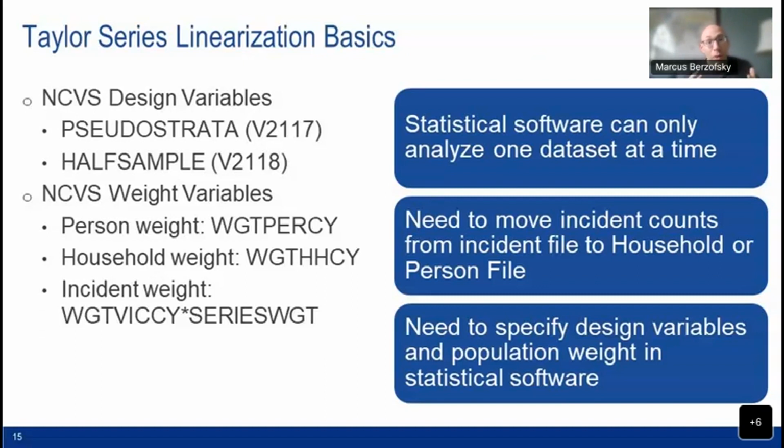As I'll talk about, you only can use one population weight at a time. So we'll talk about how you take the three files that are the NCVS and create a file that can be used for direct variance estimation. For both Taylor series and replication, you'll need to do some data manipulation to combine the incident file with the person or household file in a way that can then run in a statistical software package. And I'll talk about that when I get to the example section.